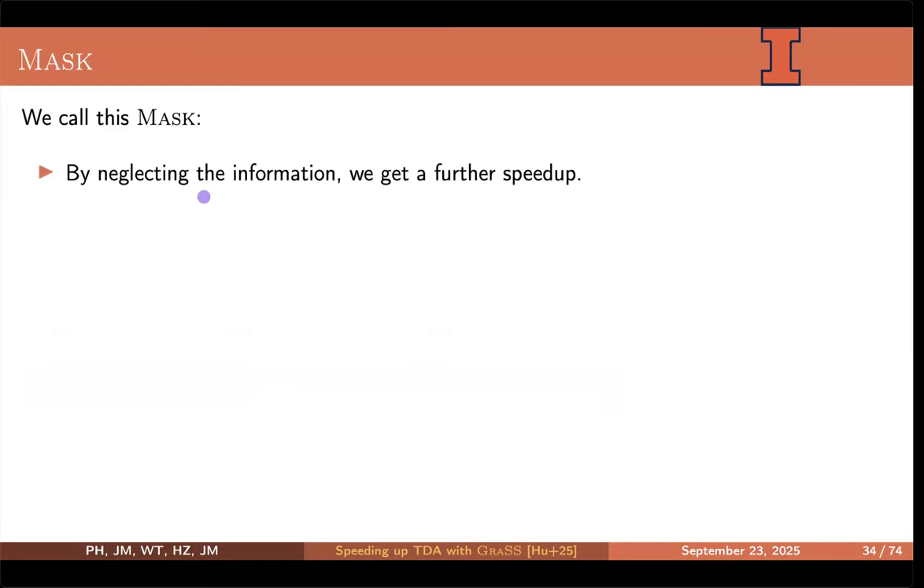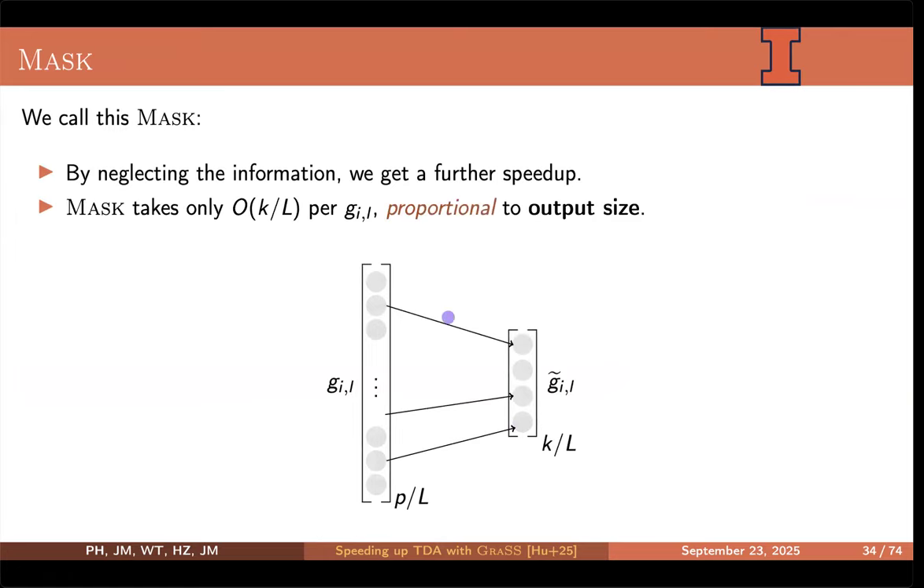So by neglecting information, or by neglecting some of the parameters, we can get a further speedup. In picture, it looks something literally like this. Given the input, instead of reading through each dimension, what if we just predetermine which dimensions we're going to look into and then pick them out? We term this a mask, because this is basically the same as masking some of the inputs and only taking out the non-masked inputs as our projection or compression result.